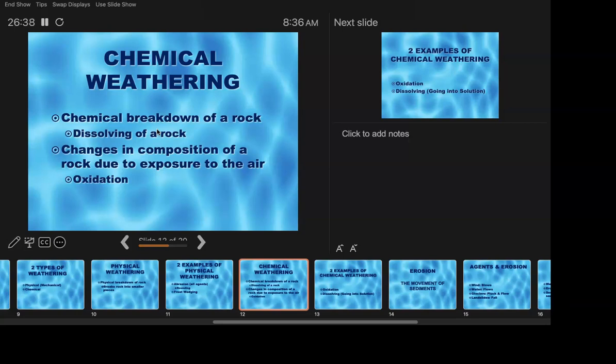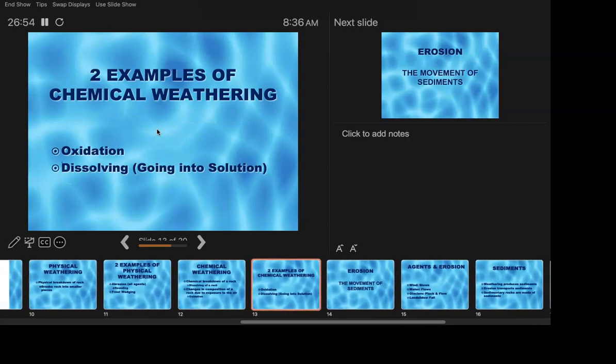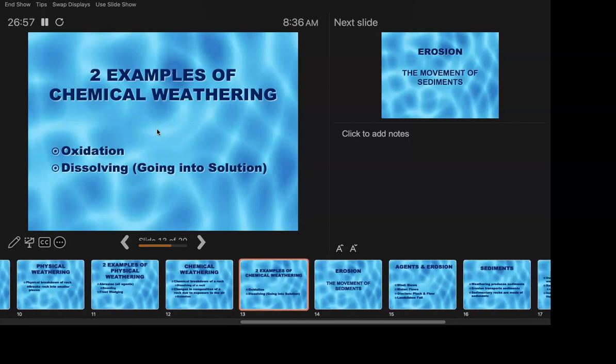So chemical weathering isn't always as obvious as dissolving is. I mean, that's obviously destruction. But even oxidation is destructive. Just a reminder, in this case, that dissolving is going into solution, okay? We talked about this with chemical sedimentary rocks coming out of solution, or what we call precipitating. Dissolving is going into solution.